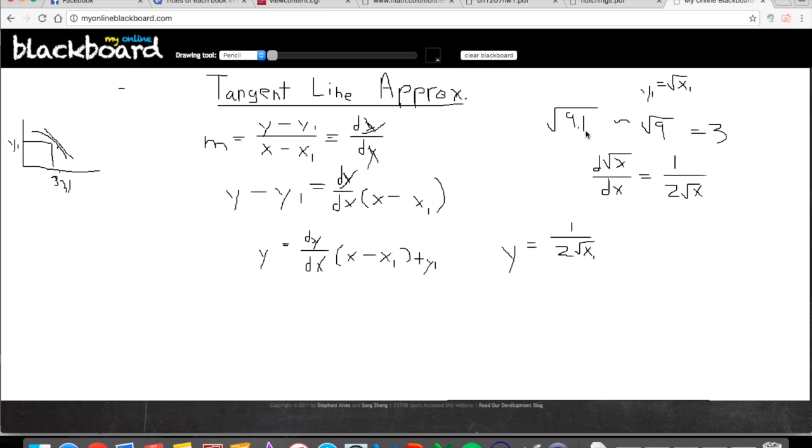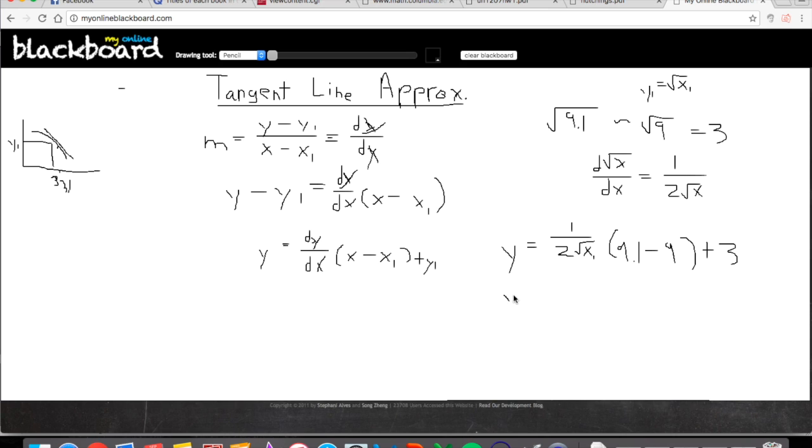So we can approximate 9.1. Then we multiply by 9.1 minus 9, because 9 is x1. We don't know what the y value at 9.1 is yet. And then we add y1, which is 3.